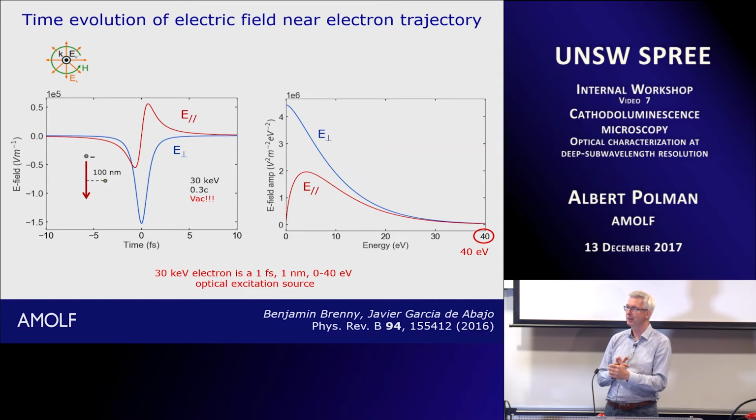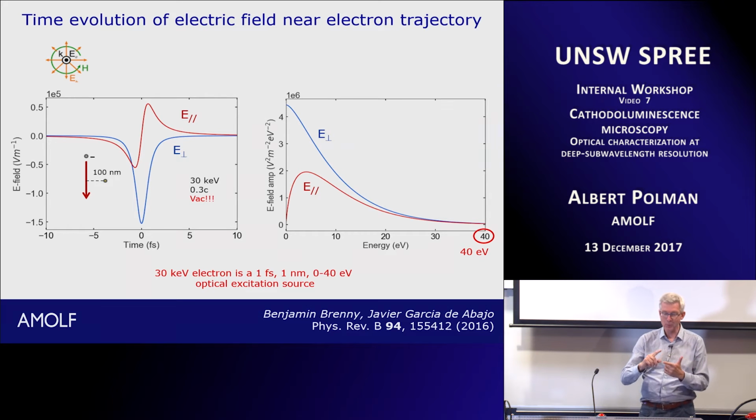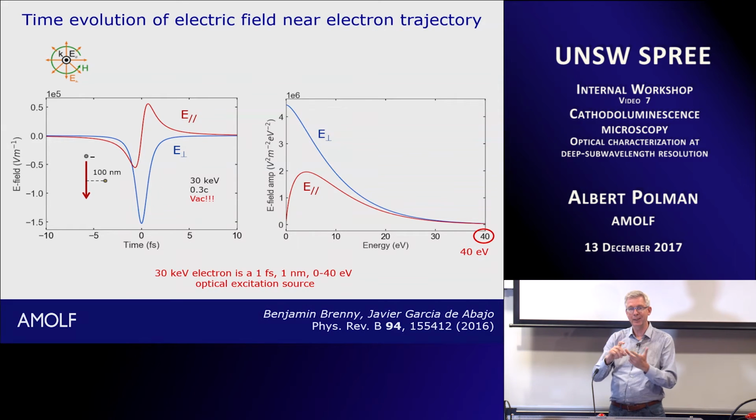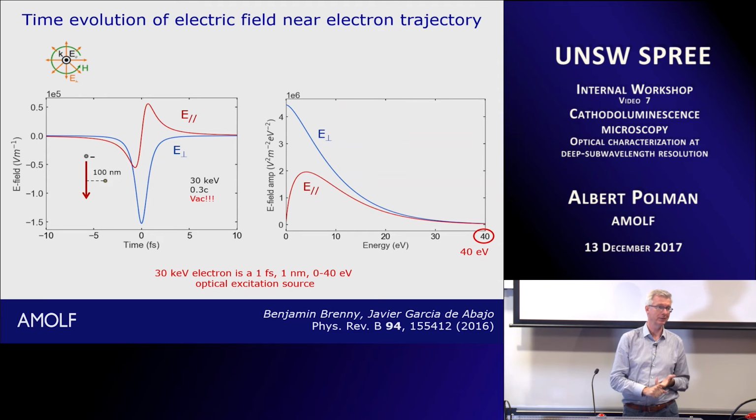Okay, so we have a light source that is 5 femtoseconds long. It's 1 nanometer big, and its energy spectrum goes from 0 to 40 eV. It's a white light source, basically. So I would claim the electron beam is really the ultimate light source.